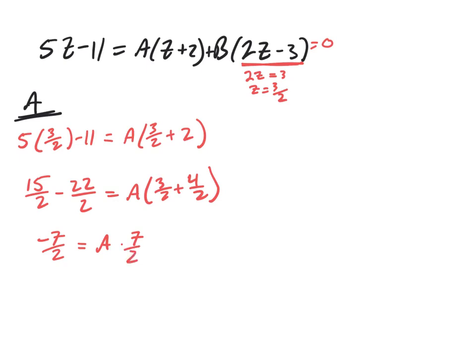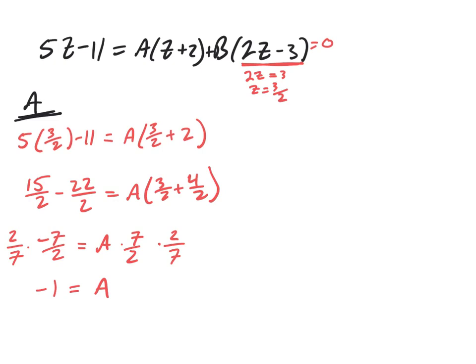Ooh, well, that's nice, isn't it? Okay, so to continue to solve, I'm just going to multiply both sides by the reciprocal. On the left-hand side, I simply get negative 1 equals A. So that turned out real nice there.